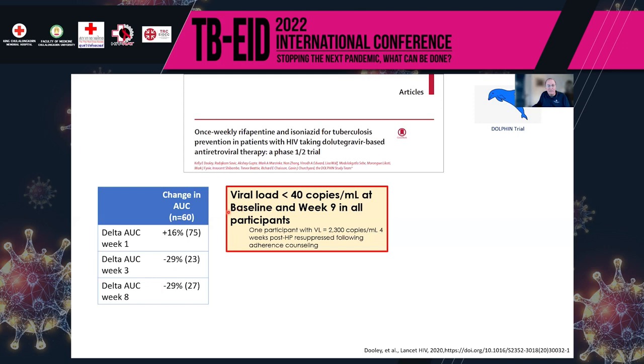and all of the participants maintained a viral load that was less than 40 copies throughout their treatment with 3HP while on once a day dolutegravir. And so the conclusion is that 3HP can be given safely to patients taking both dolutegravir or efavirenz without any dose adjustment.